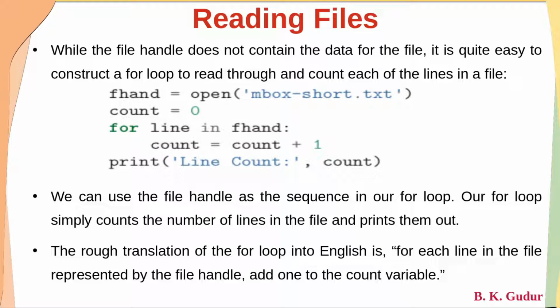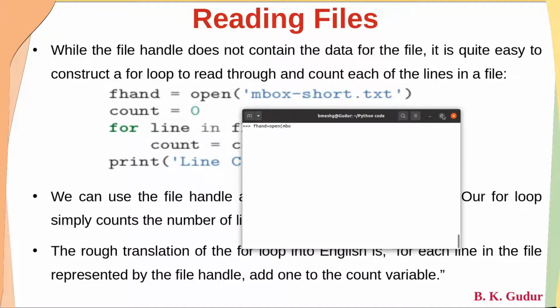So here is one example. fhand is equal to open, and here there is a file whose name is mbox-short.txt. What this particular code does is count the number of lines in a given file. Initially count is 0, and for line in fhand, count is equal to count plus 1. For every line in the file handle, the count will be incremented, and at the end the number of lines will be printed. If you want, I'll show you this.